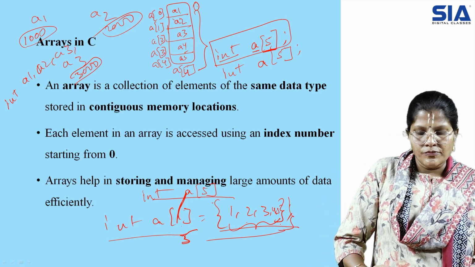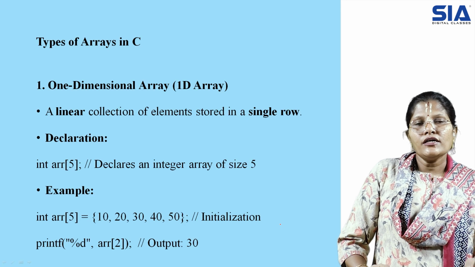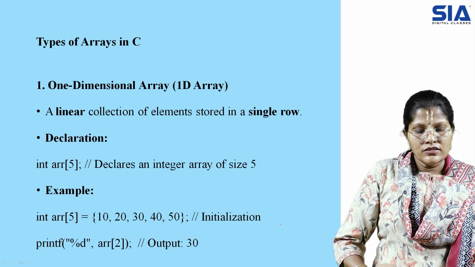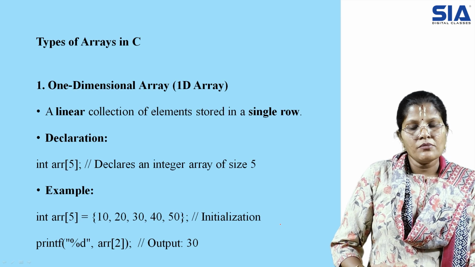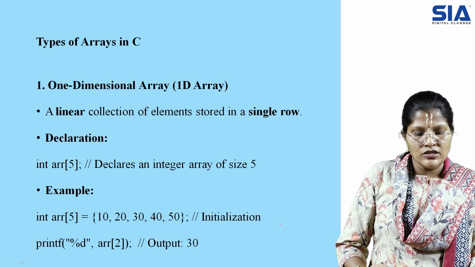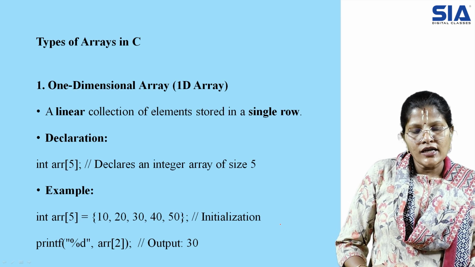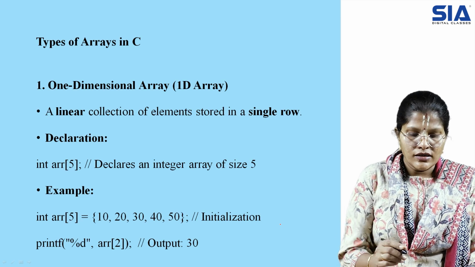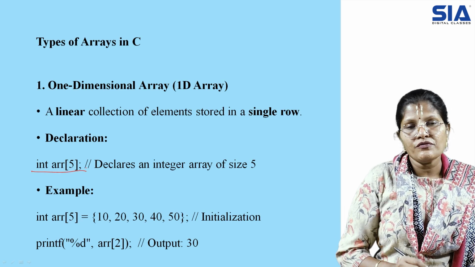Okay. Now next, what are the different types of arrays? There are three different types: one dimensional, two dimensional and multi-dimensional. When you talk about one dimensional, it is nothing but a linear collection of data stored in a single row. That is why we say it as what we have declared previously.